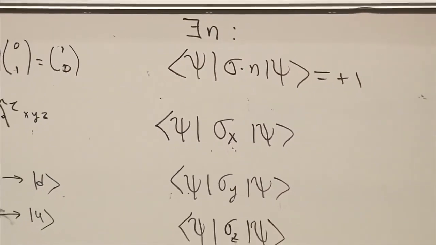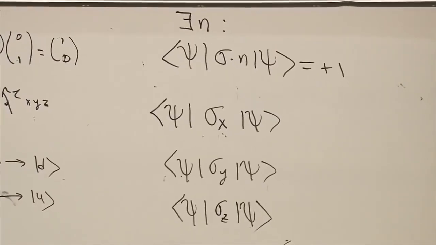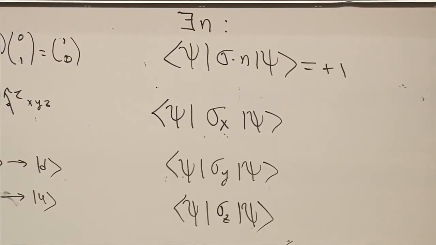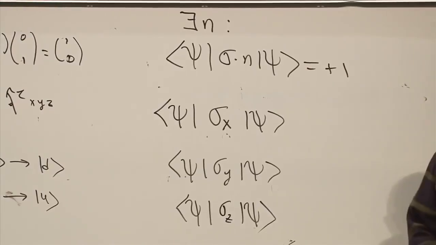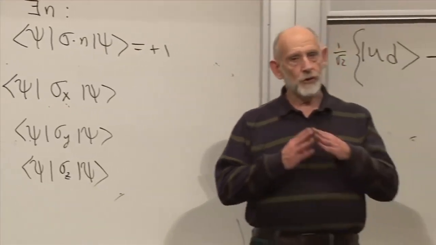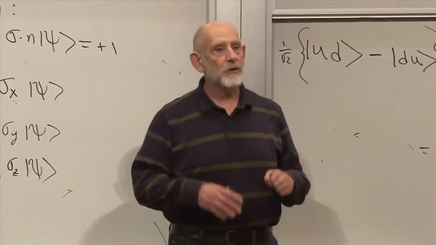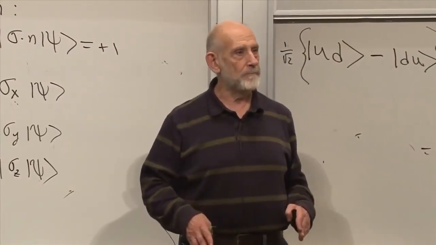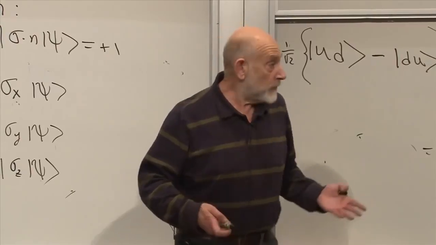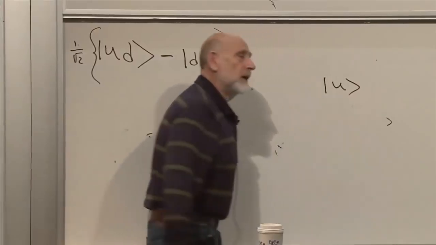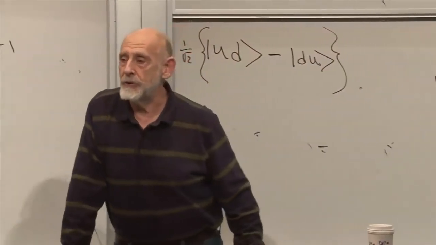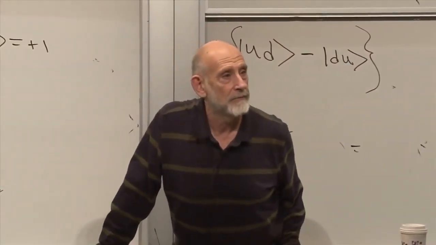You can't measure them all simultaneously. But if I give you a state, I tell you the state, then you can tell me what direction of space you should orient your detector so that the answer comes out +1. For example, I could just give you up. If I gave you up, what direction should you orient your detector to?